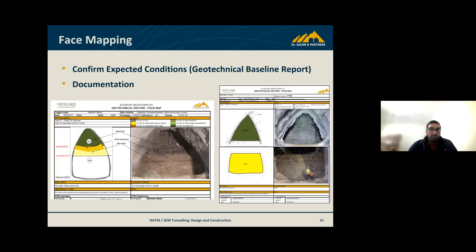Face mapping, very important for confirming or checking the ground conditions as you're going along. Contractually, it usually has to be done every advance on any of the projects that I've worked. Some of the contracts here might be different, but generally you're looking to identify any changes in ground as you're working, to feed that back through the RES process and change any design considerations or design elements that you need to as you're working through them.